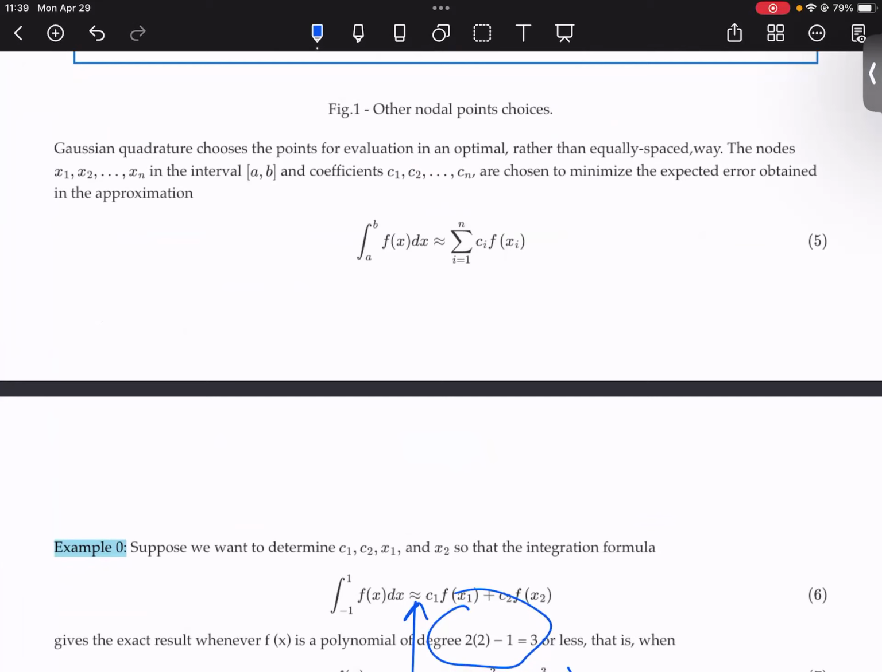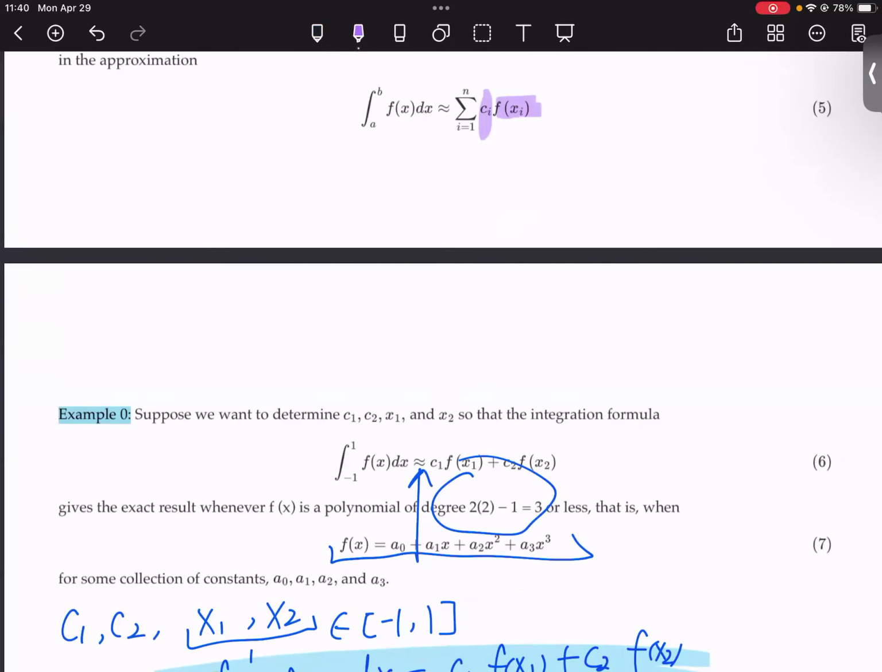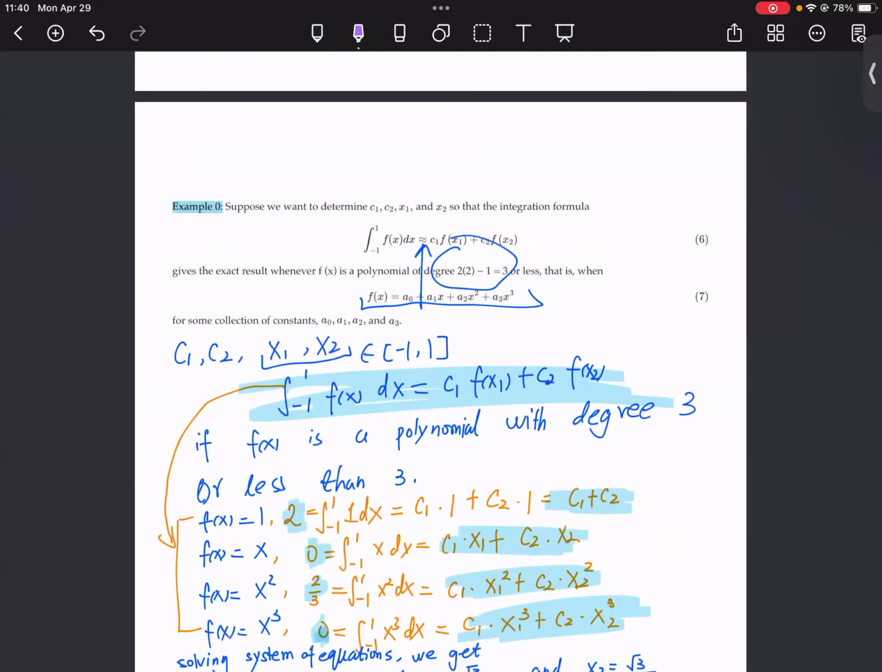And so they are not equally spaced, but this is still the quadrature rule, and we are going to use the coefficient Ci, and also the values at the nodal points, and then do the sigma sum, and that's the Gaussian quadrature rule. But the question is how to choose that xi.